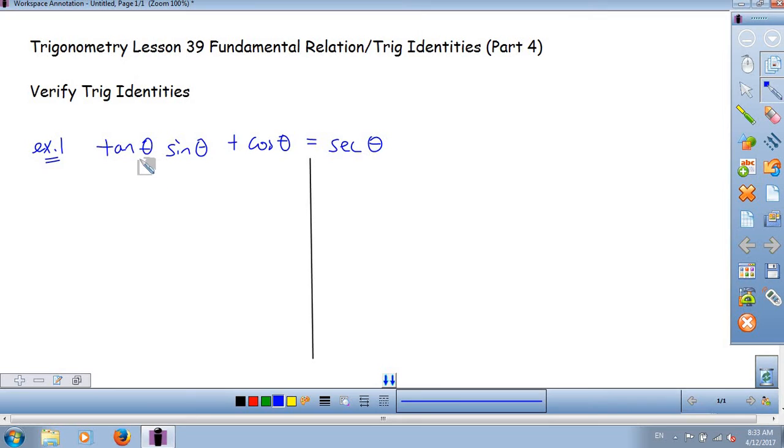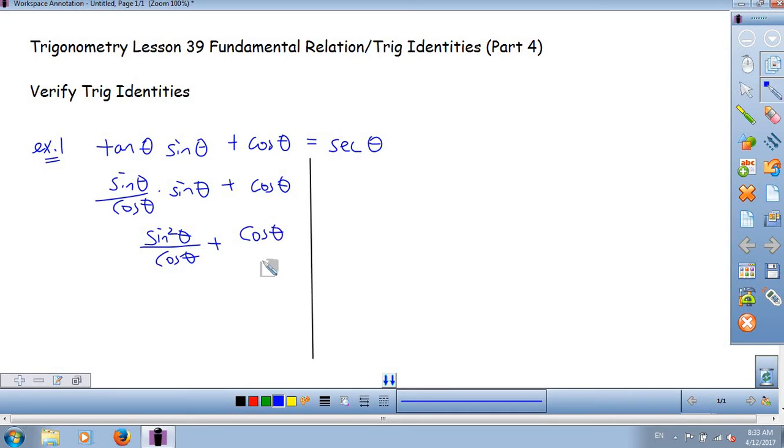Okay, so now, is there any way we can substitute using our fundamental identities? I think we can. So tangent and sine. The first thing is, let's replace tangent in terms of sine and cosine. Tangent is sine over cosine, which is our quotient identity. So sine times sine over cosine. That will give us sine squared theta over cosine theta plus cosine theta.